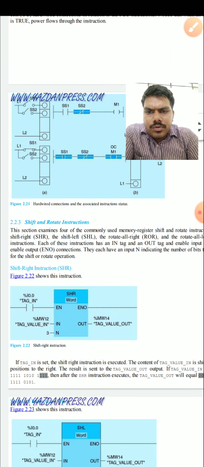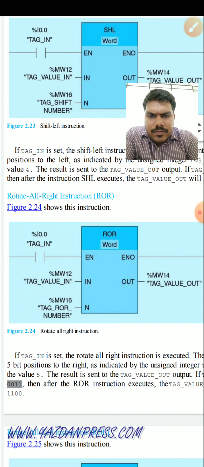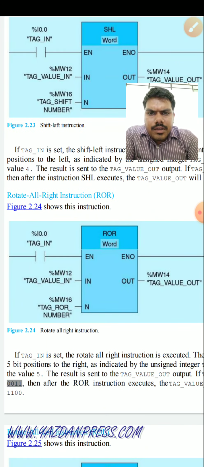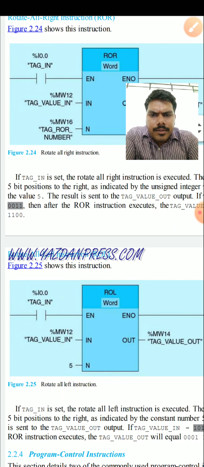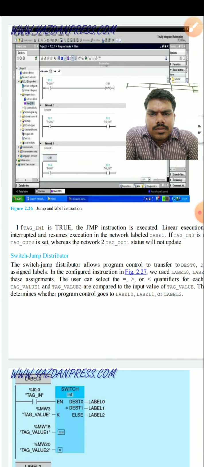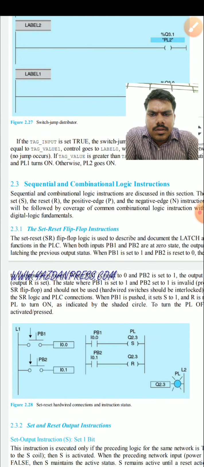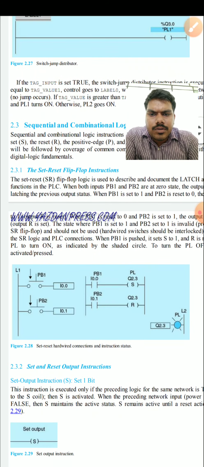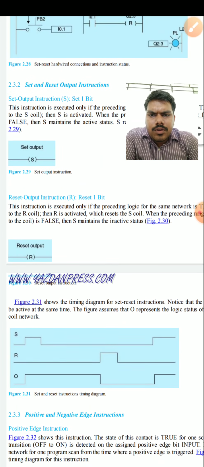Shift left is shown here. Then the rotate right instruction, ROR. Then the jump and label instruction. So these are the instructions which are commonly used. Set, reset, and flip flop instructions are also used. So these are all the instructions.